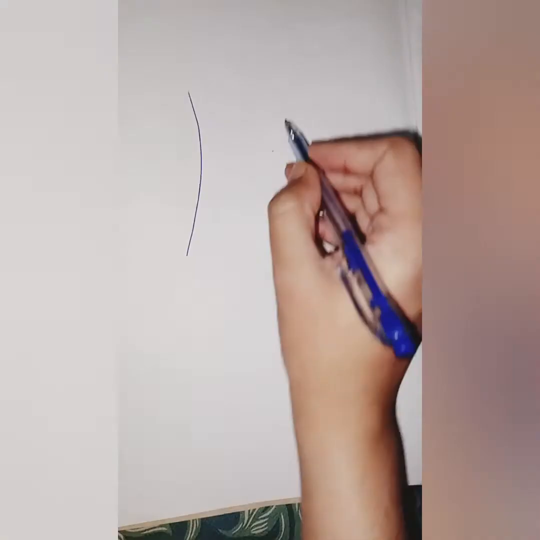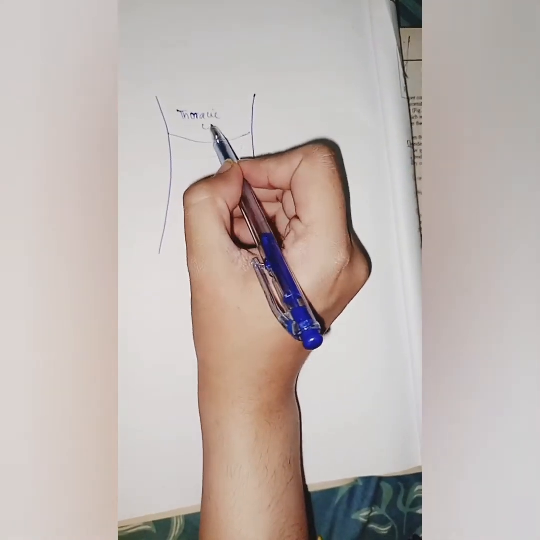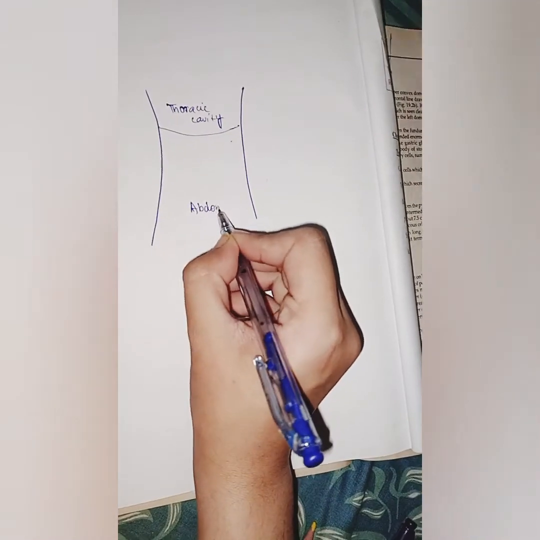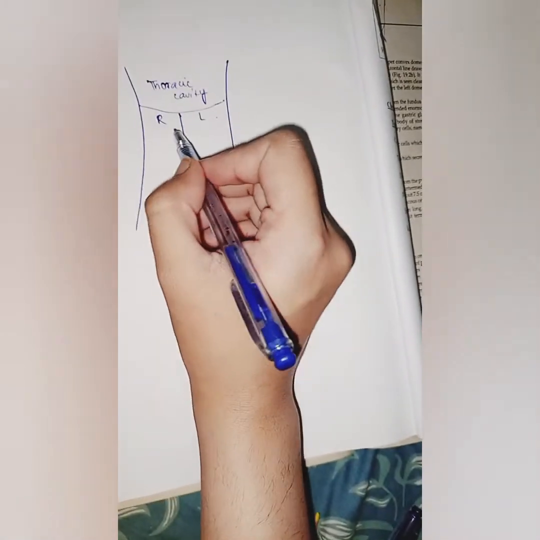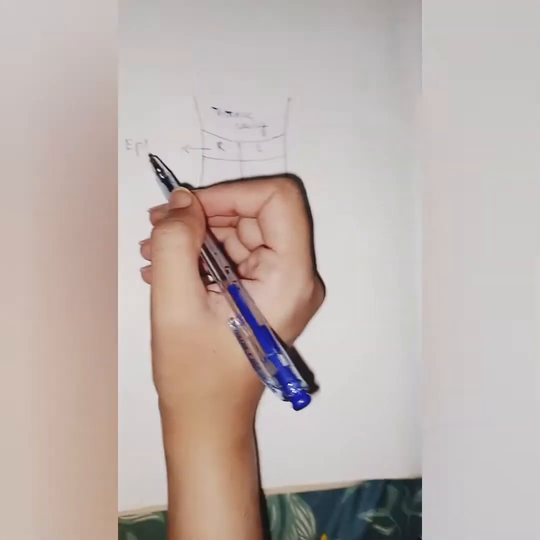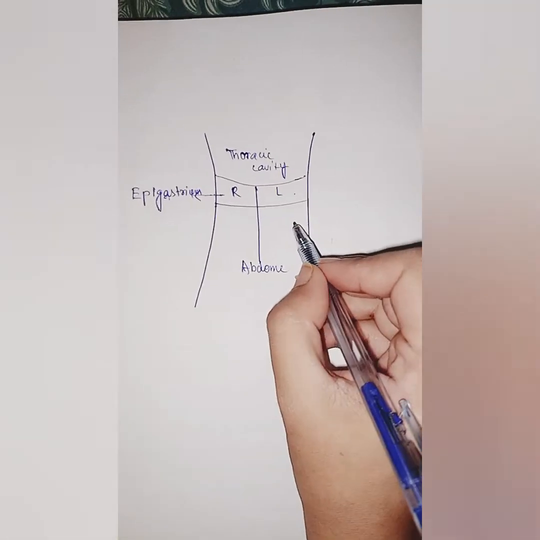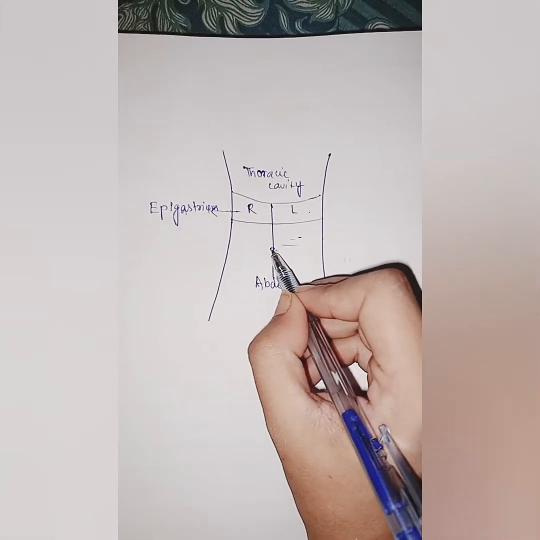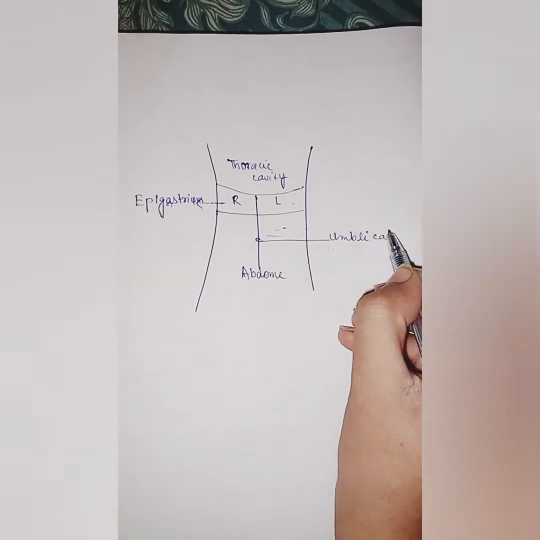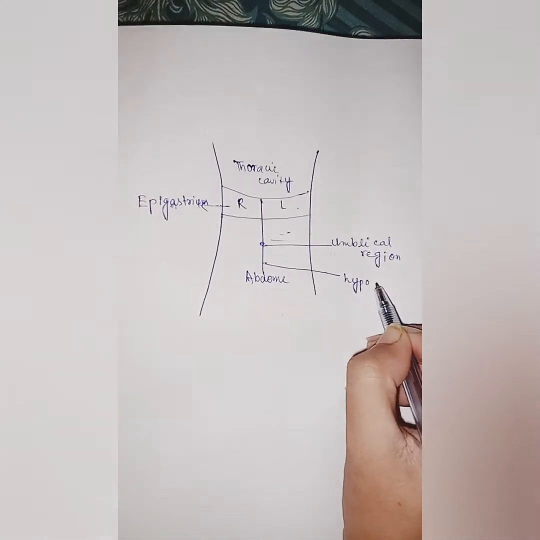Now we will see the location. So it is located as shown in the figure. It is located in the epigastrium on the left side, then in the umbilical region, and then in the hypochondrium. So it is basically located in the three regions of the abdomen. This is how we divide the abdomen into different regions.